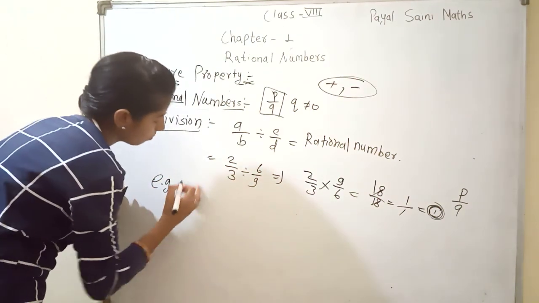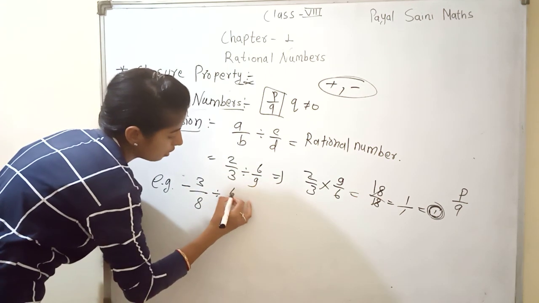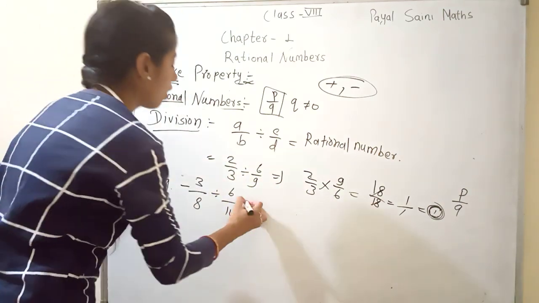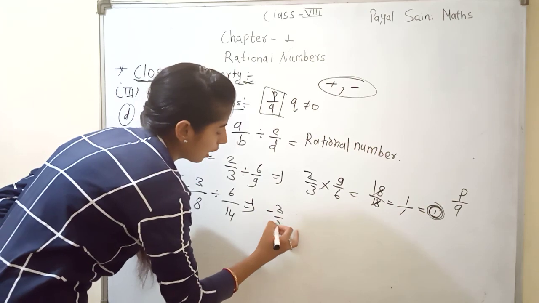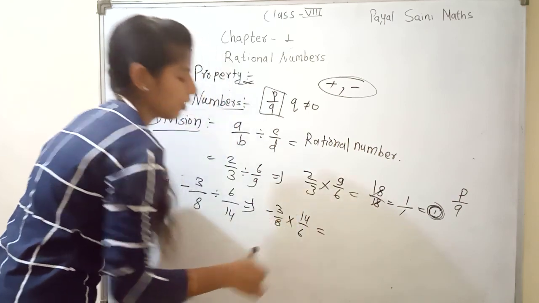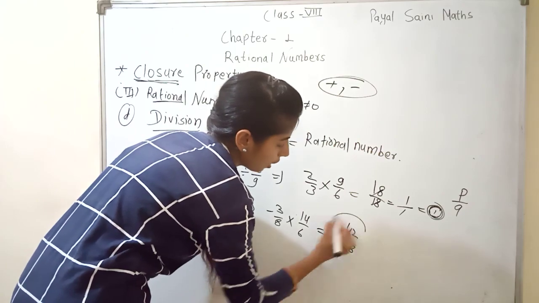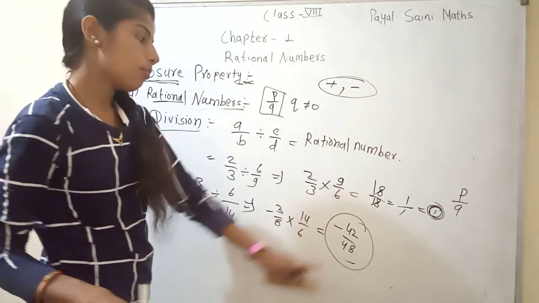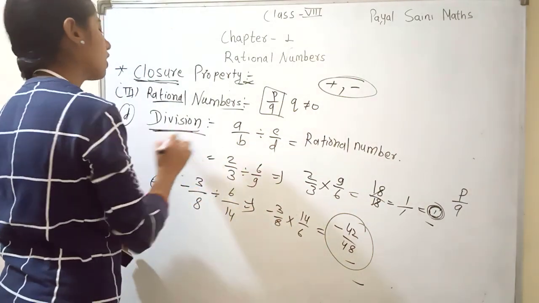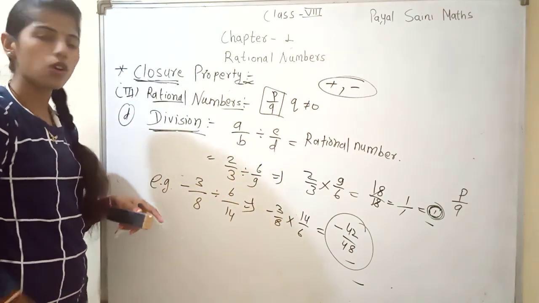Now we start the next example: minus 3 by 8 divided by 6 by 14. What do we do? Take the reciprocal of the second number. Minus 3 by 8, then the sign is changed, and 14 by 6. 14 threes are 42, minus 42, and 8 sixes are 48. You can see it is coming as a rational number. By both our examples, what do we conclude? We say our division is not always verified to closure property.